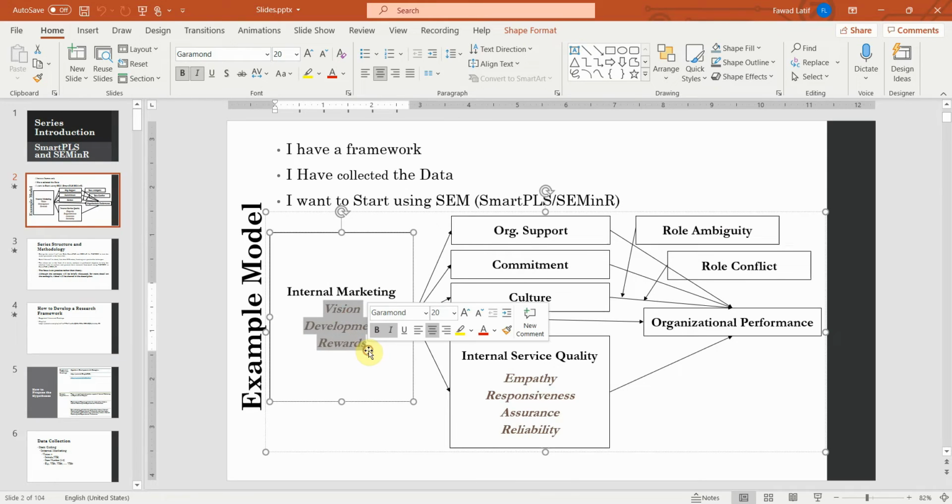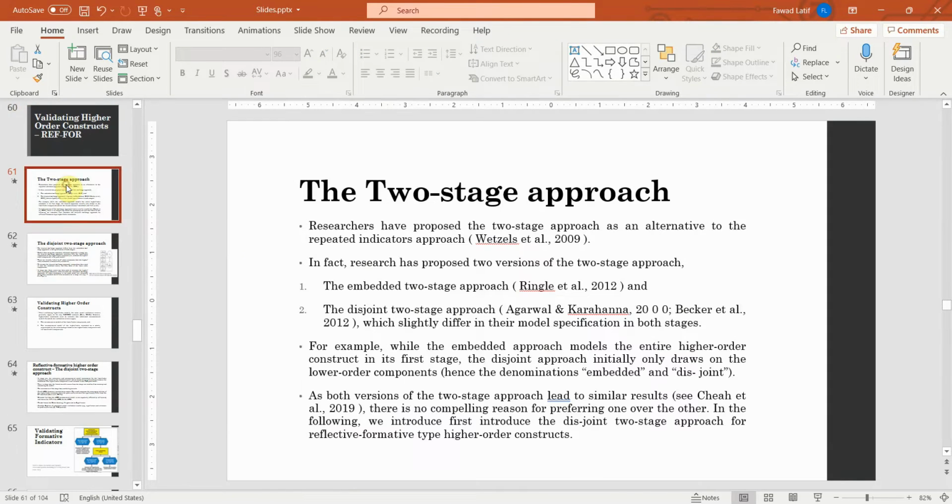Now these are the three subdimensions. Each of them is reflective at lower level, but at higher level, these three, vision, development and rewards, form internal marketing. In this session, we are going to look into how to validate such a scale. We are going to use the two-stage approach. Now let's talk about it.